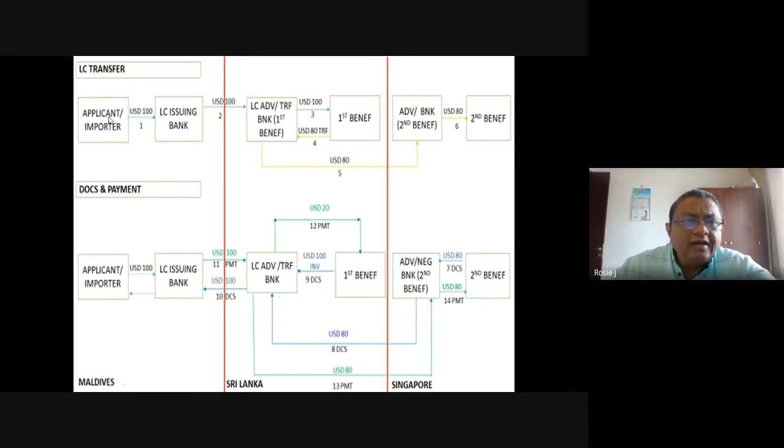The Maldivian will open an LC for $100 to his bank, say the Bank of Male, in favor of the Sri Lankan. The Sri Lankan's bank is People's Bank. They will say this is the parent company, the beneficiary, the first exporter. The LC will come to People's Bank for $100 and they will advise it to the beneficiary.